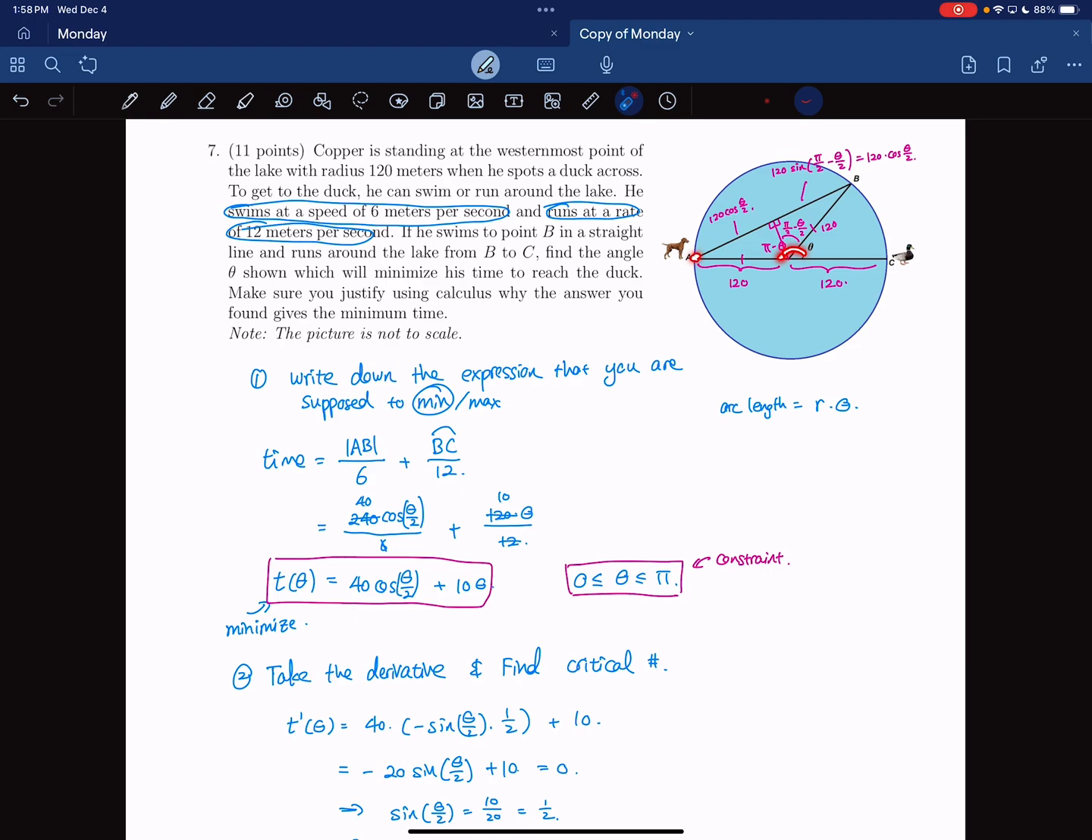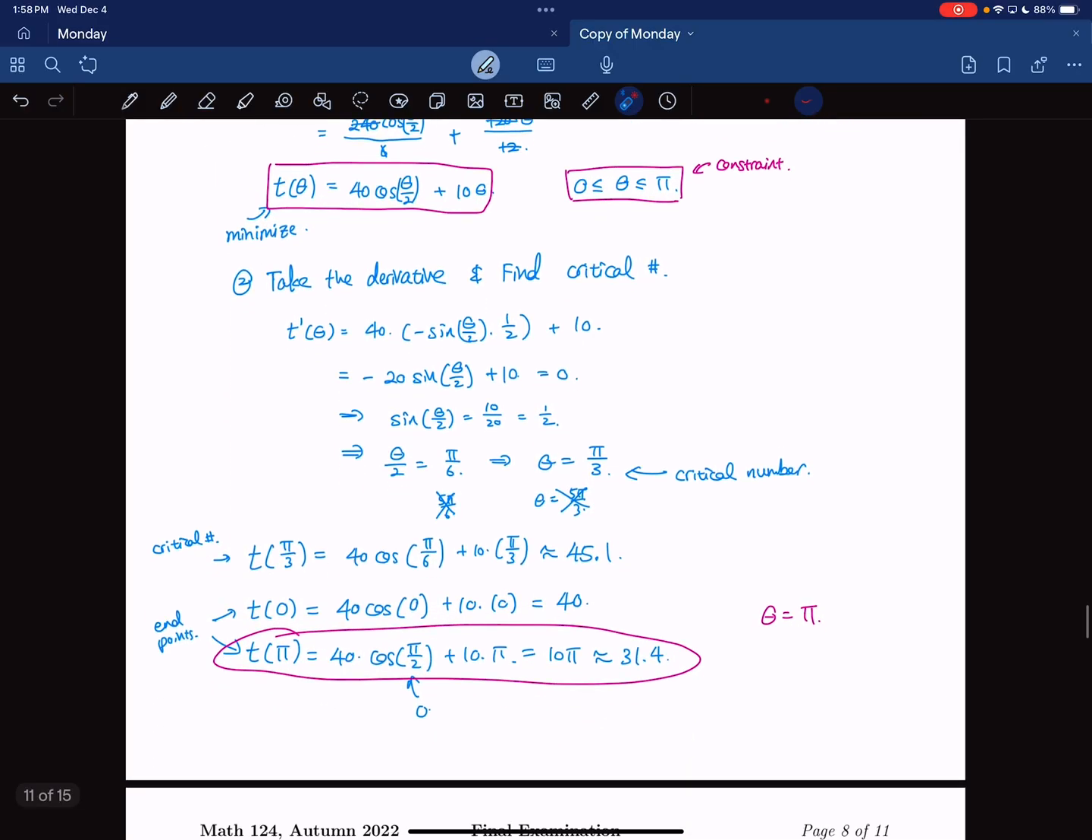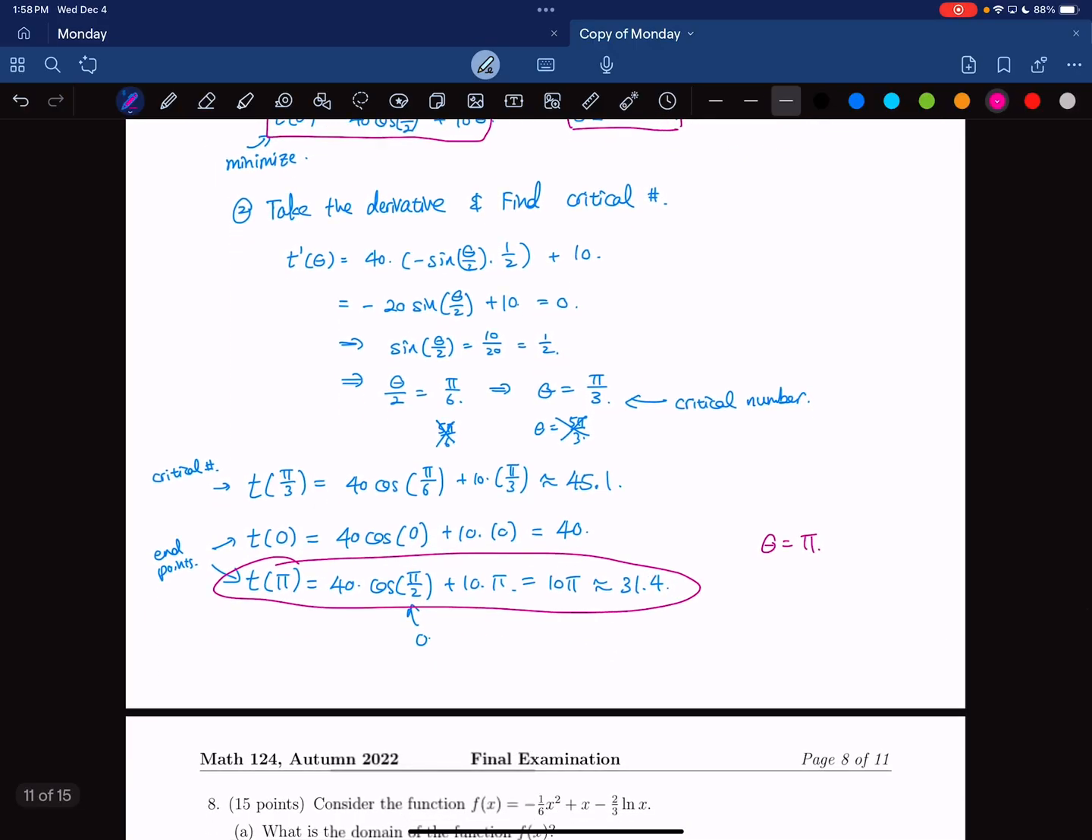that means the dog is not swimming at all. If theta is equal to pi, that means the dog is running around the lake to get to the dock with no swimming. So theta is equal to pi, which means Copper runs around, no swimming.